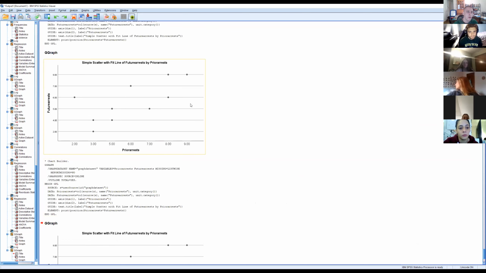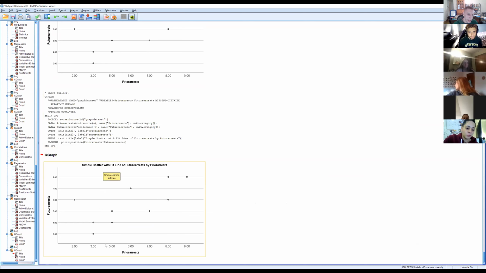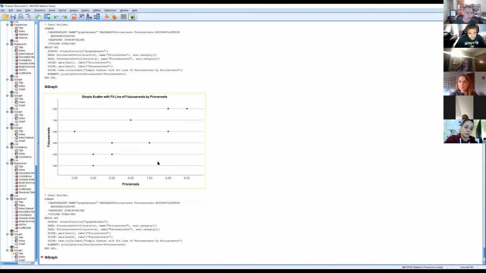But anyway, we're looking here at a scatter plot, looking at the correlation between prior arrests and future arrests. And you can see the scatter plot is showing an upward trend in the data points. And so we know just visually inspecting it that this is definitely a positive correlation. Just exactly how strong it is, we can check that out here in a moment. But that's showing the scatter plot between prior arrest and future arrest.